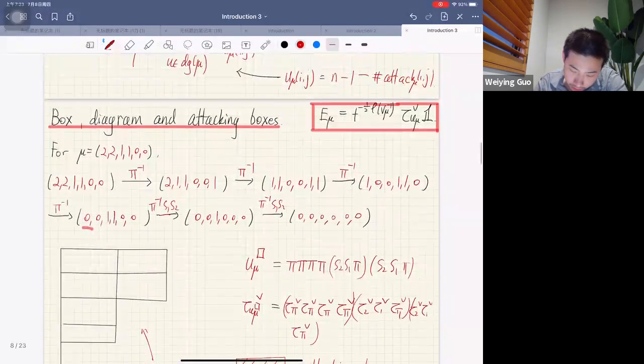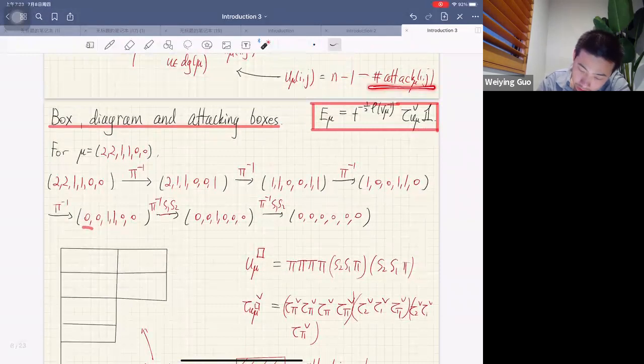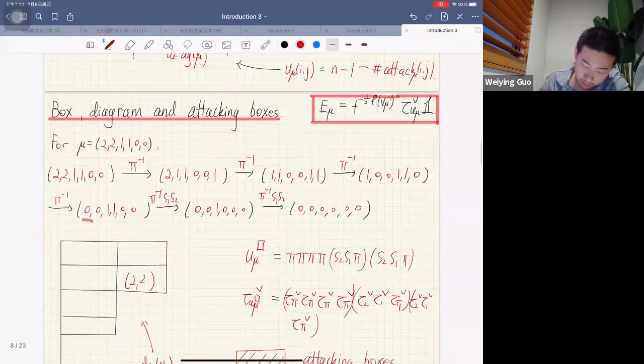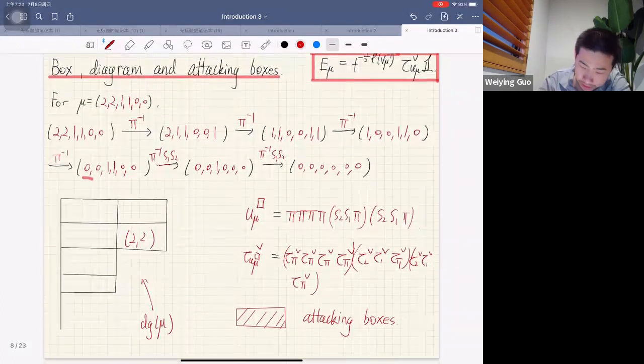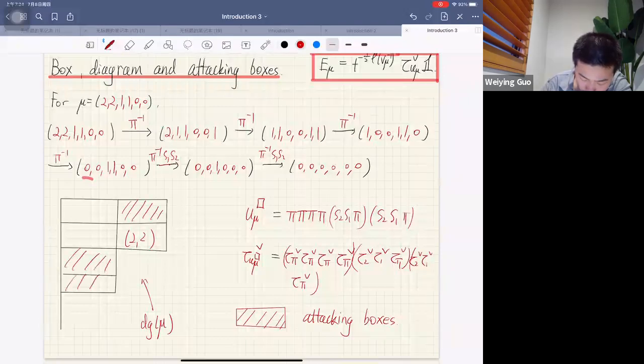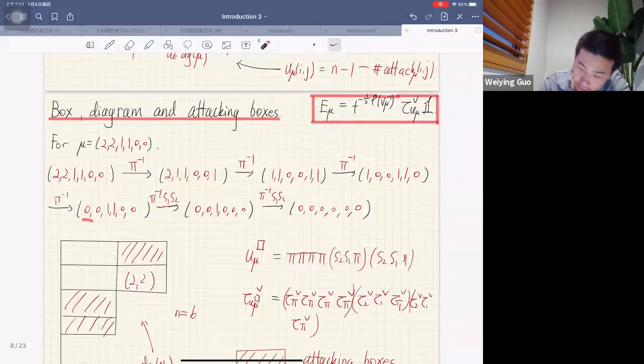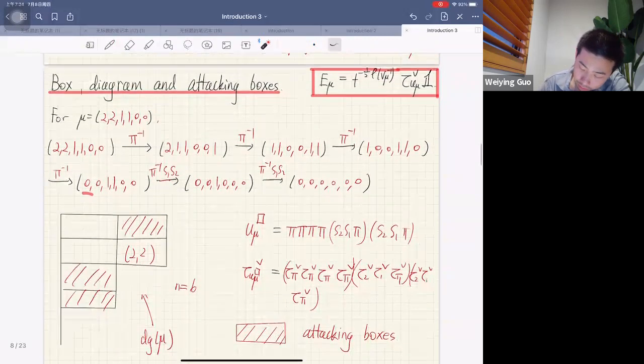For the attacking boxes, in this case, if we have a box 2, 2, in the second row and second column, the attacking boxes are basically the consecutive n boxes which intersect the diagram. In this case, it is just those boxes here, of which there are 3. And in this case, we have n equals 6. Applying this formula, 6 minus 1 minus 3, gives us 2. So we see this is exactly the 2 corresponding here.